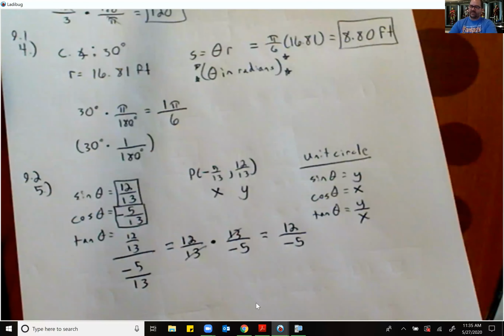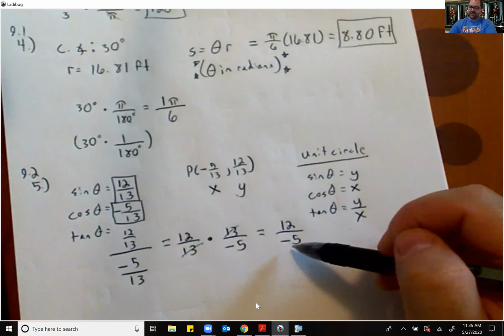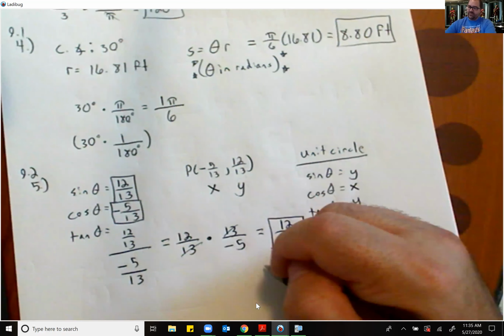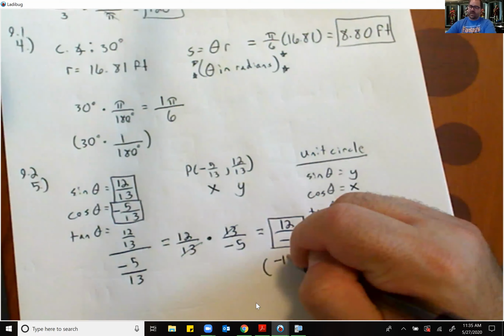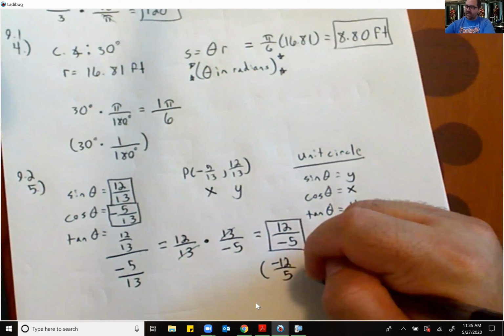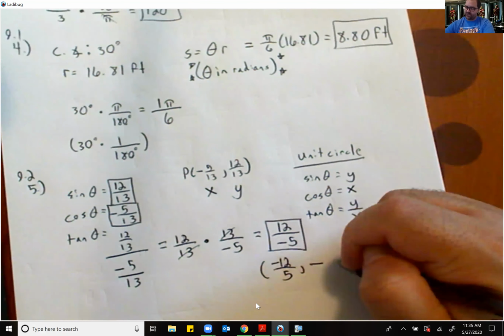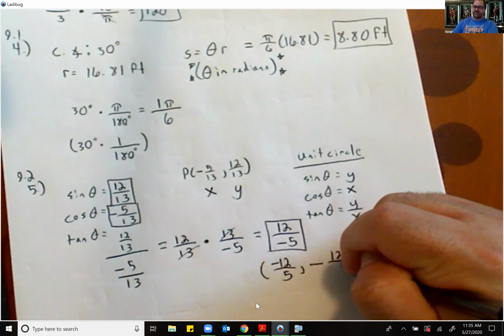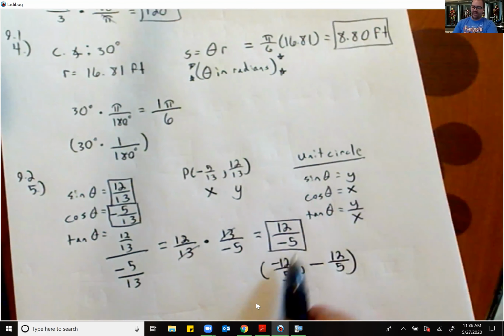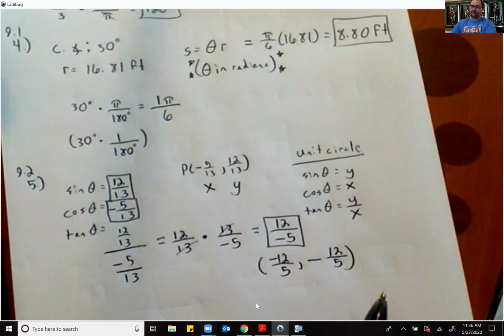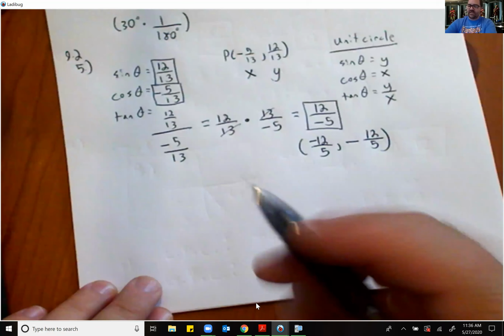Remember that negatives can fall in 3 different places. So this answer works just fine, but you could also have the negative in the top over a positive 5, and that answer is correct. Or you could put the negative out front, which is what I usually do, and call it 12 over 5. Both of these are still correct, as long as you have the negative either in the top, the bottom, or out front. Do not have it in both places. You know better. All right, question number 6.